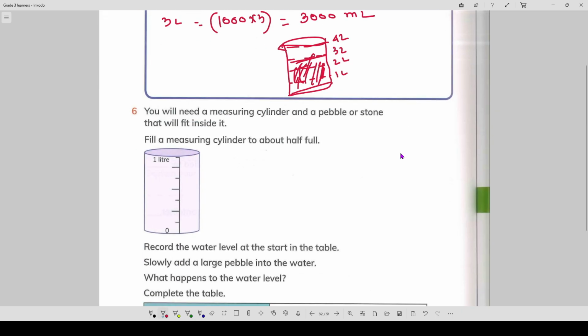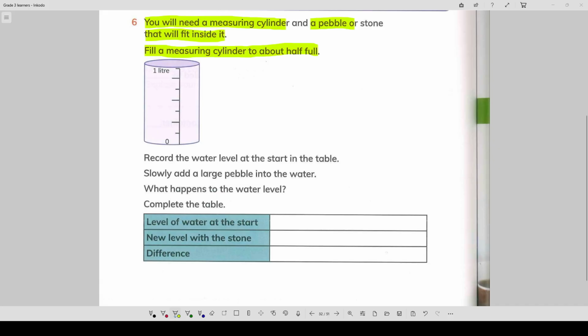So now we will start number 6. 6 is very important. Here it is mentioned, you will need a measuring cylinder and a pebble or stone that will fit inside it. Fill the measuring cylinder to about half full. So what does half full mean? Record the water level at the start in the table.